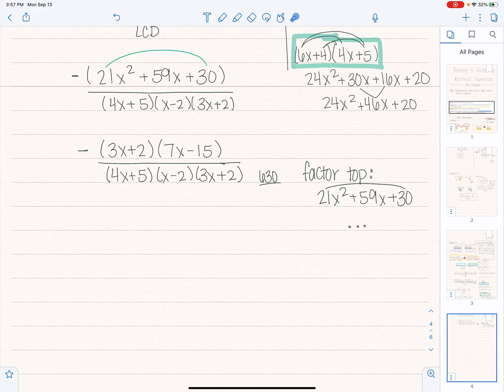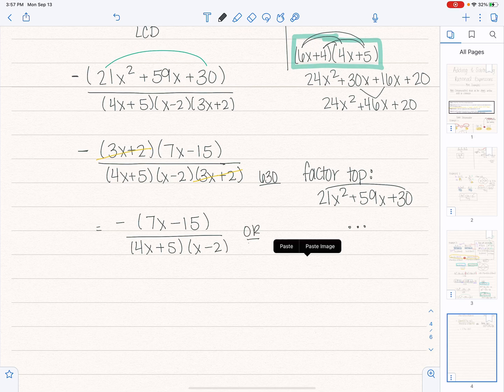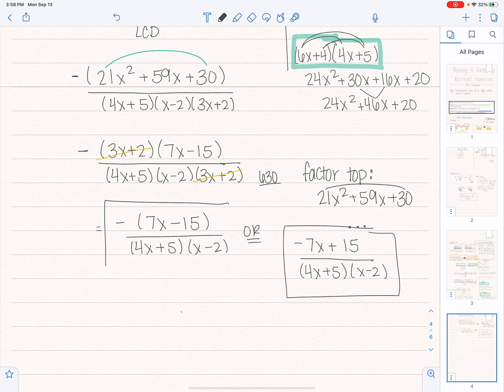But now that I have factored, I do see that the 3x plus 2's would cancel. And so my final answer would be negative 7x minus 15 over 4x plus 5 and x minus 2. Or you could distribute that negative and leave it as negative 7x plus 15 over that denominator, 4x plus 5 times x minus 2. Either one of those would be correct. I would accept either one.